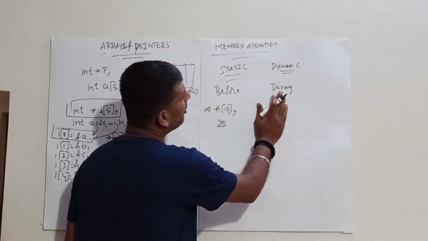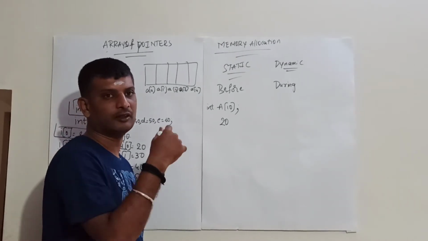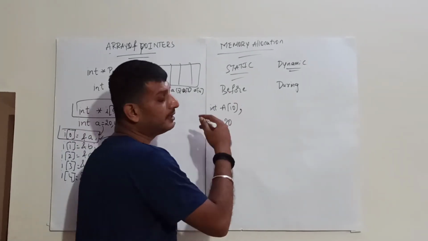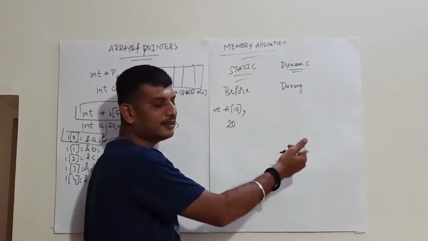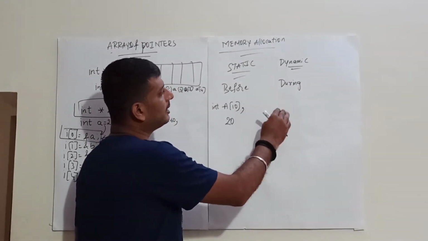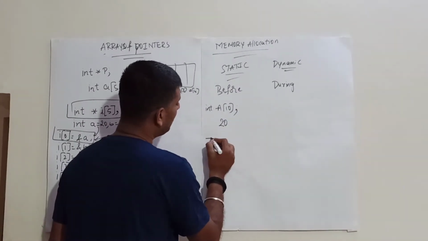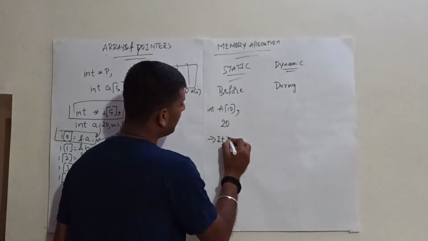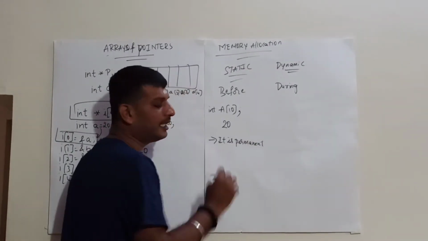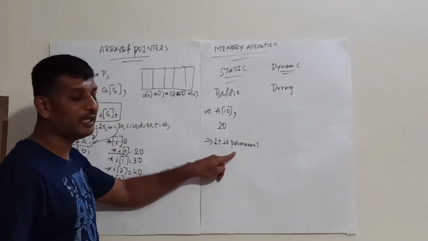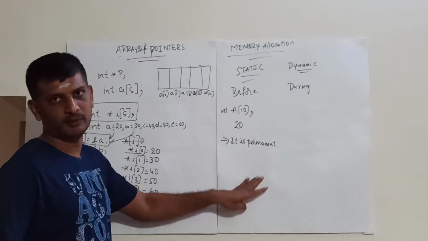Whereas in the dynamic memory allocation, you are assigning the value during the execution of the program. That is, you can change the value, or according to the requirement you can either increase or decrease the size of the memory. In the static memory allocation, it is permanent. Whatever memory you are reserving will be permanently reserved for these variables.